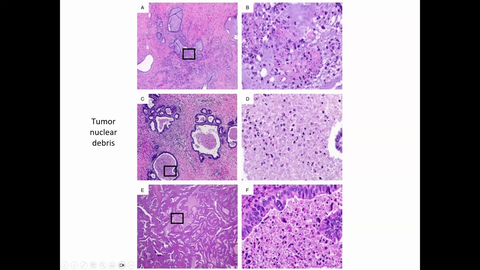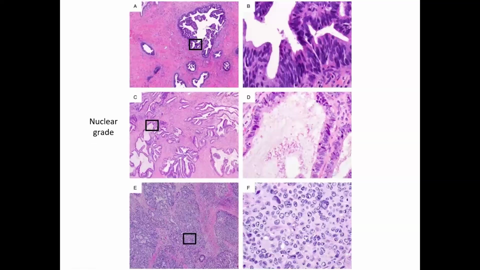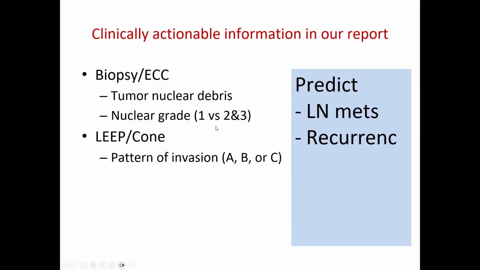So when you see nuclear debris, you may want to include that in your report. You may also want to say something about the nuclear grade. These are the pencilated nuclei of grade 1, but this is higher than grade 1. We saw a case like that a few slides back. That's grade 2, and this certainly is grade 3. So they found out that with higher nuclear grade and with nuclear debris, these patients most likely will have LVI and lymph node metastasis, and they will recur.